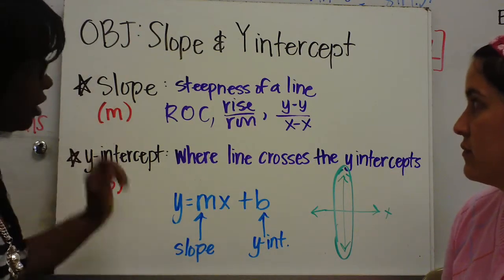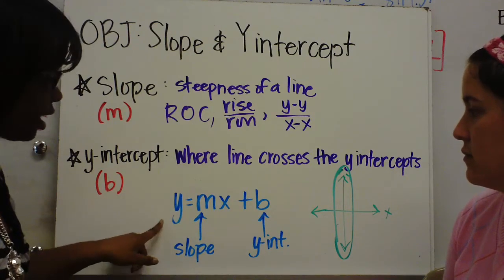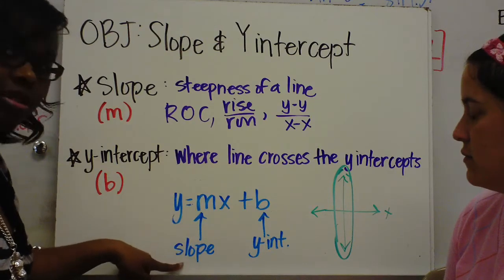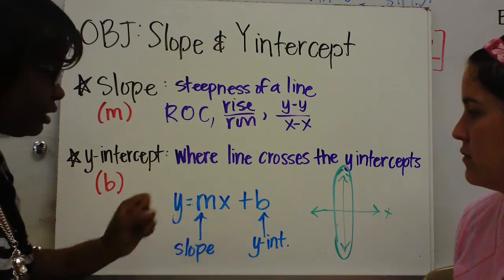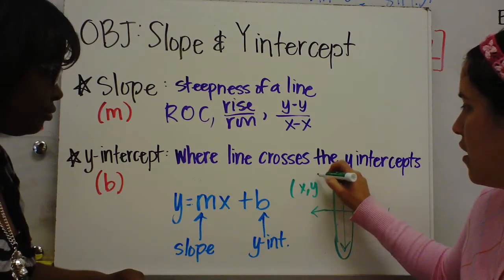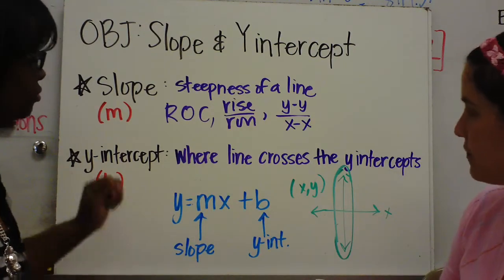Alright, so the slope-intercept equation is y equals mx plus b, where m is your slope and b is your y-intercept. And x and y are points on a graph, like we've been doing.